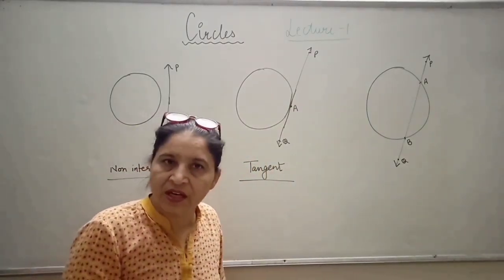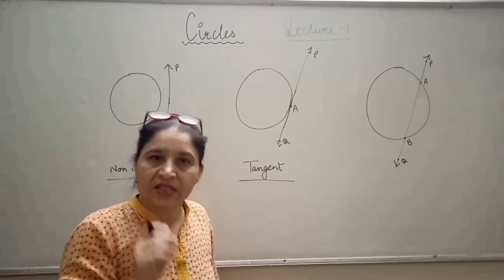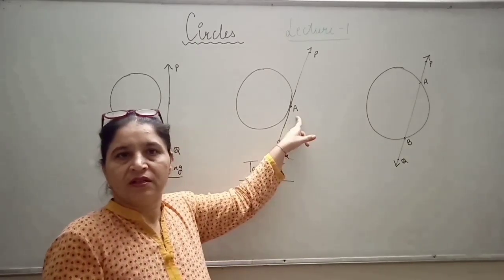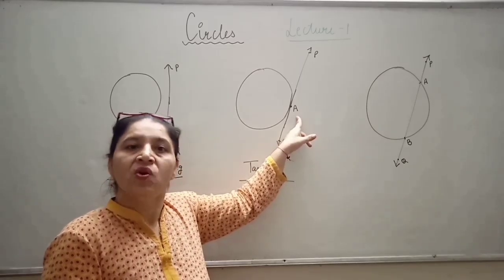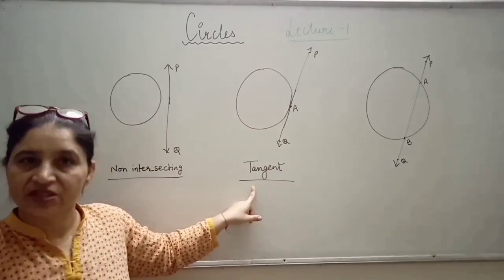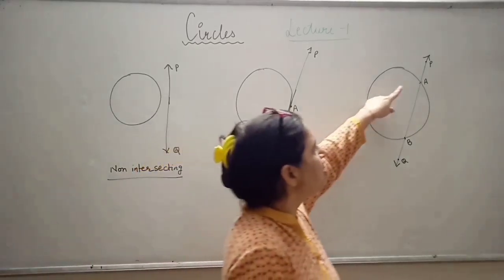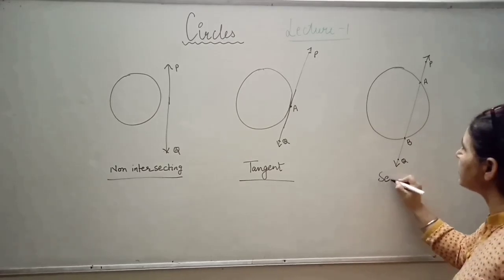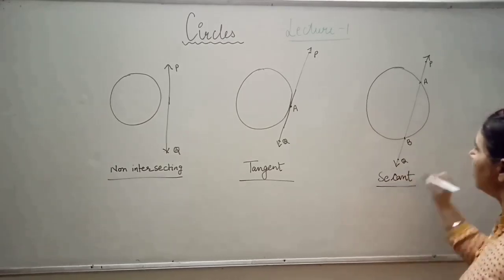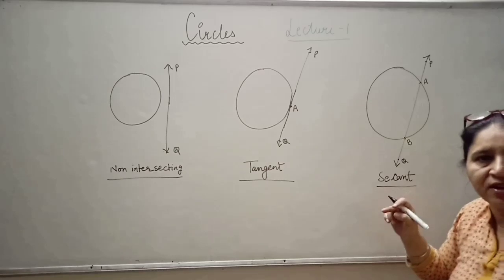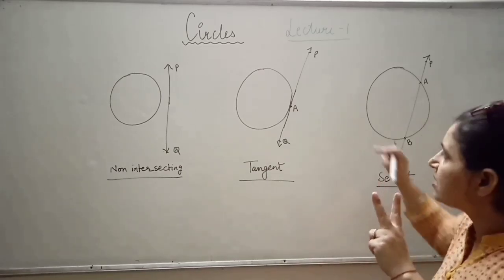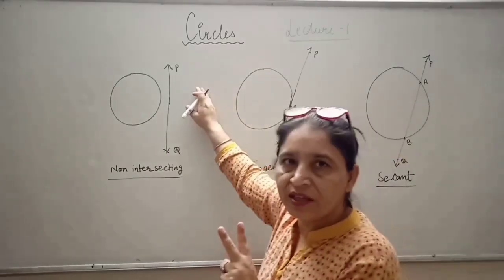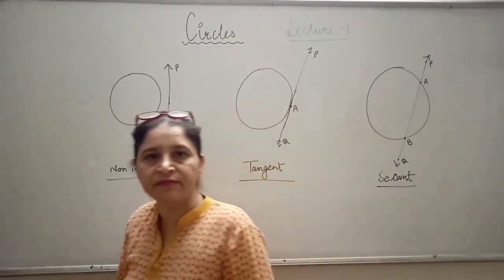What is the tangent of the circle? The line which touches the circle or intersects the circle at one point is known as the tangent of the circle. And the line which intersects the circle at 2 points is known as a secant of the circle. Which intersects at 1 point is known as the tangent. Which is not intersecting, that is called a non-intersecting line.